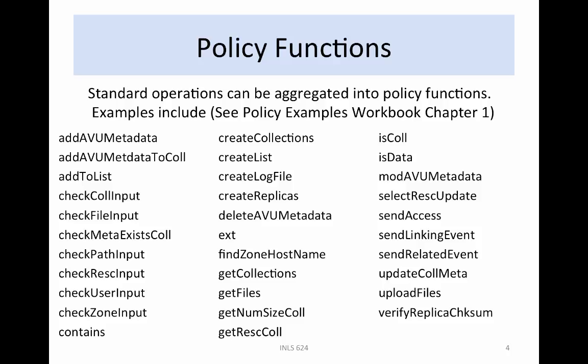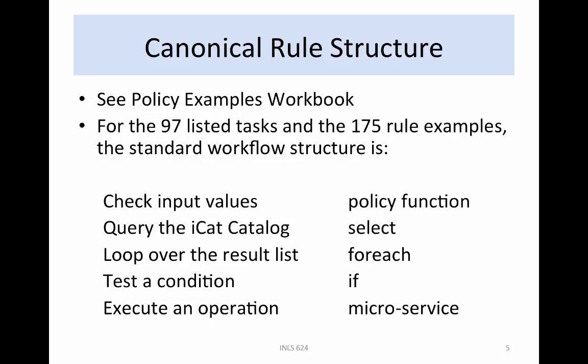Policy functions starting with check are used to verify input parameters. Policy functions starting with create are used to create an object, and policy functions starting with get are used to retrieve an object. It turns out that there is a canonical structure for a rule.